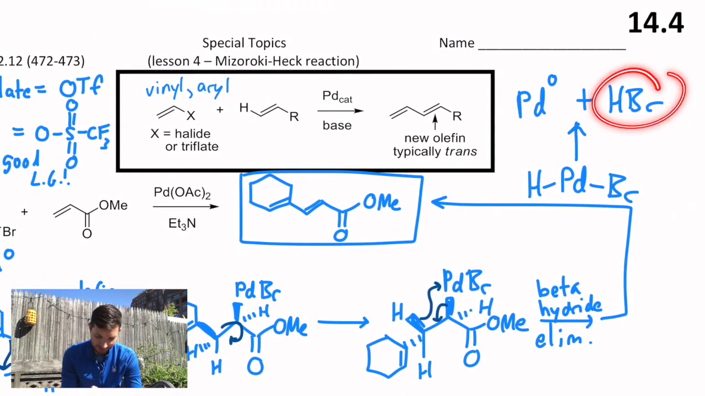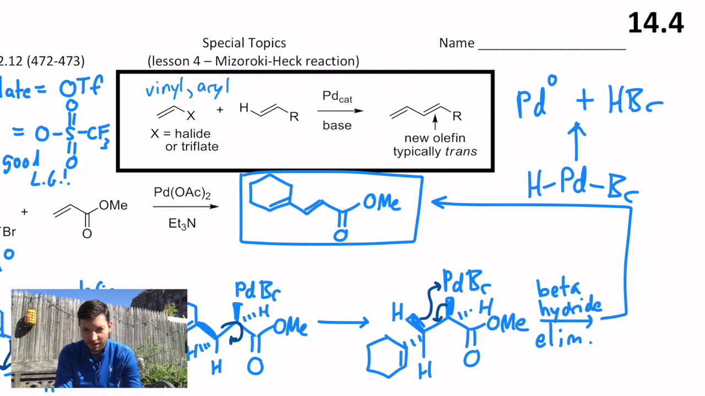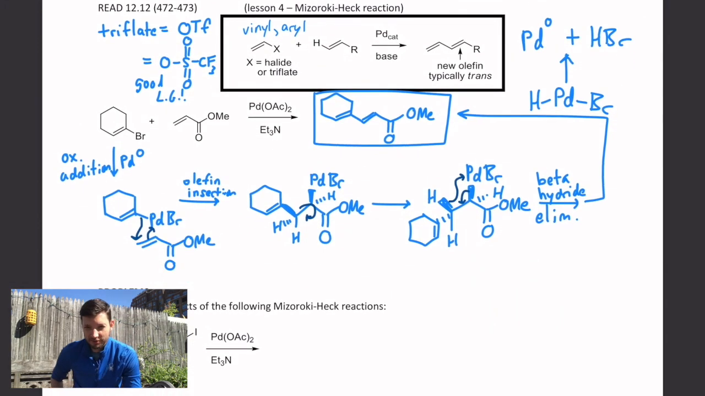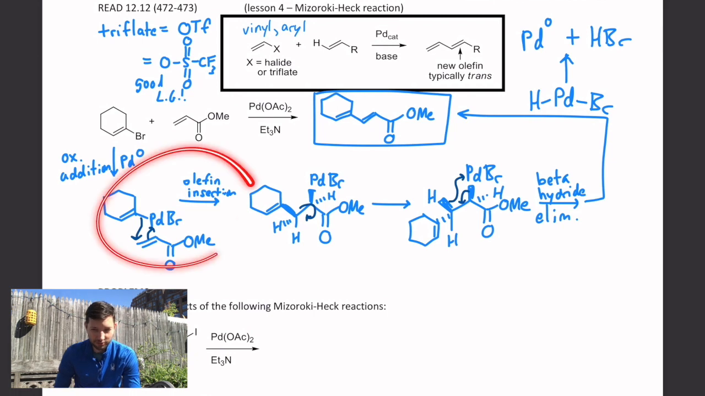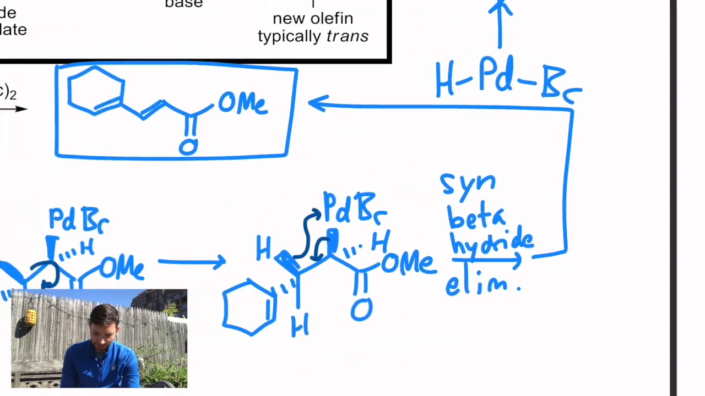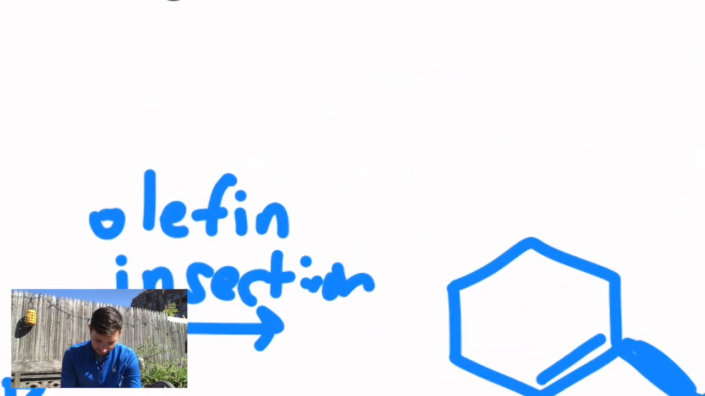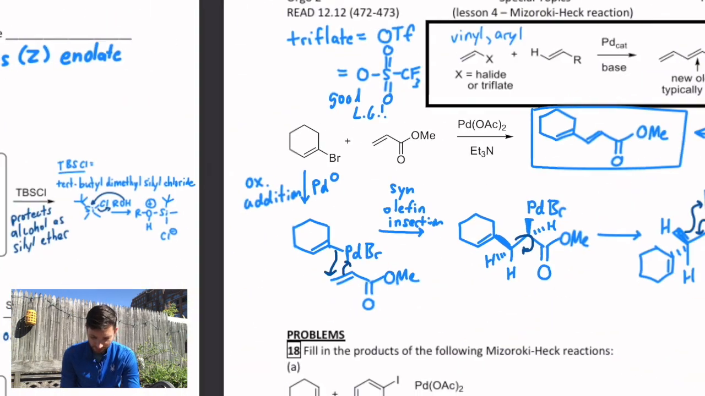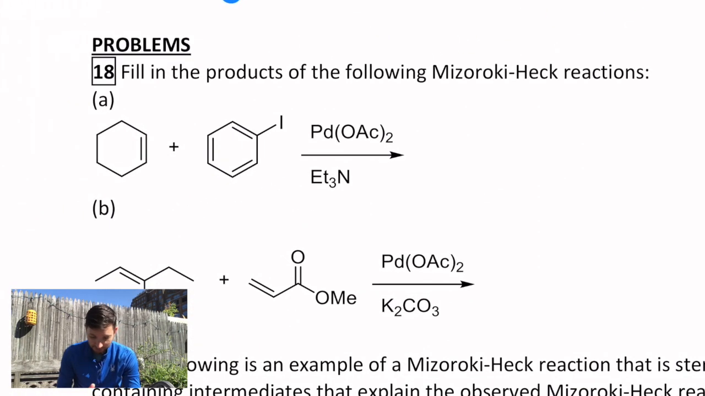The HBr is soaked up by the triethylamine base. That's just what happens with all those byproducts, the inorganic things. So that's the Heck reaction. Let's look at some examples of this, and we'll see there's some interesting consequences as a result of this syn olefin insertion and this syn beta hydride elimination. Let me go back and actually write that. It is a syn beta hydride elimination and a syn olefin insertion.